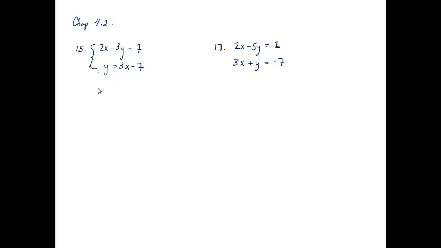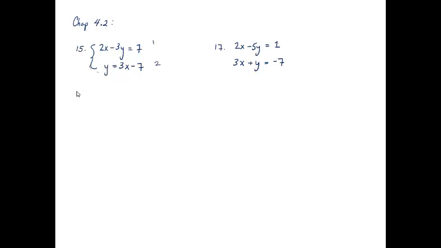So the name is substitution method because how you're going to solve the system is by using substitution. So the first thing you want to do is solve one of the equations for one of the variables. Now, I'm going to call this equation 1 and call this equation 2. Equation 2 has already been solved for y. So step 1 is taken care of. And then step 2 says take the solved equation and plug it into the other equation. So everywhere I see a y, I'm going to plug in 3x minus 7.